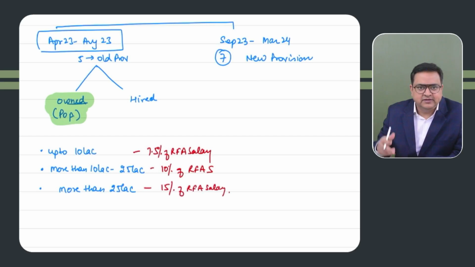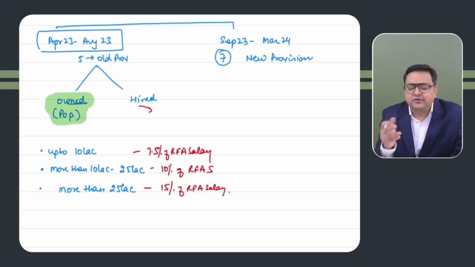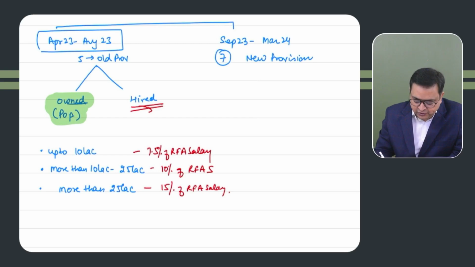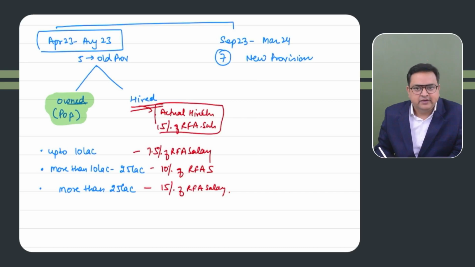So these are the values of perquisite. If it is hired, then actual hire charges or 15% of RFA salary, whichever is lower. In case of hired property, the population does not matter. You have to take actual hire charges or 15% of RFA salary, whichever is lower. Got it? Now, what are the new provisions?